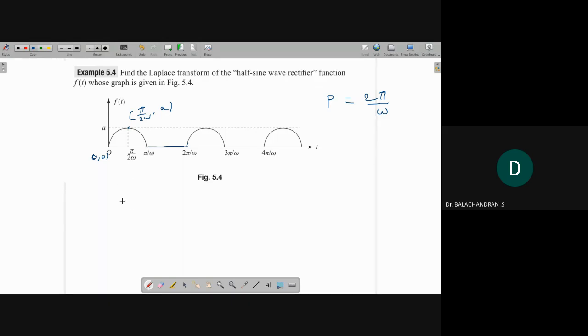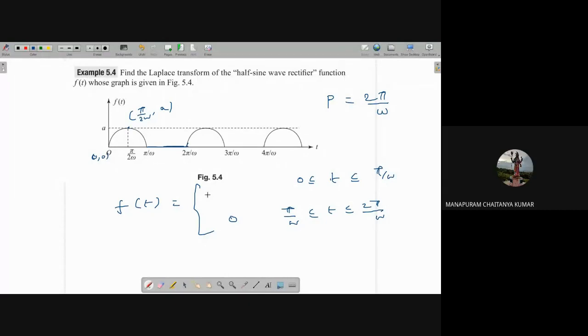So f of t equals 0 when t lies between pi by omega and 2 pi by omega. When t lies between 0 and pi by omega, I think Chaitanya told, a sin omega t. Yeah, a sin omega t. So actually this is a sine curve. Here we have a. If it is 1, then it is just sin omega t.